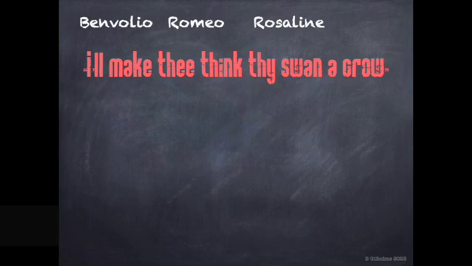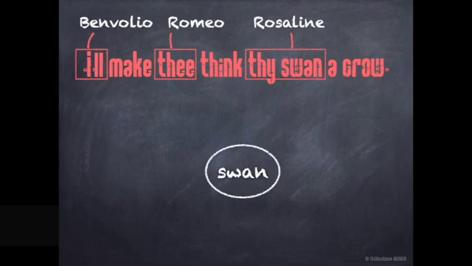So let's take a look at another example, this one from Romeo and Juliet. In this example, Benvolio is trying to convince Romeo that he's wasting his time with this girl, Rosalind, and that there's really nothing all that special about her, that Romeo's just imagining it. So Benvolio points out that Romeo thinks Rosalind is a swan, when she, according to Benvolio, is really a crow. So let's start by unpacking the first part where Romeo believes Rosalind is a swan.